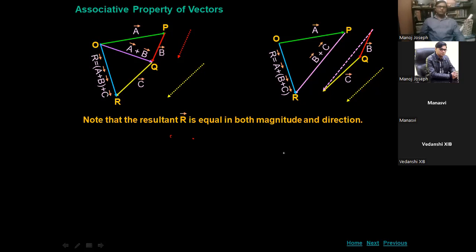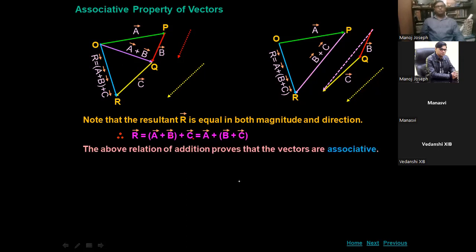So the resultant R is equal in both magnitude and direction. So R is equal to (A plus B) plus C, which is equal to A plus (B plus C). So the above relation of addition proves that vectors are associative.